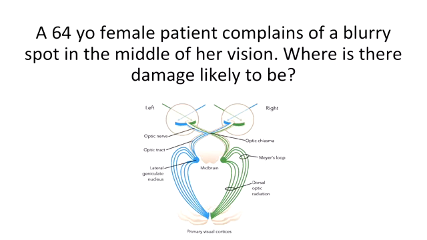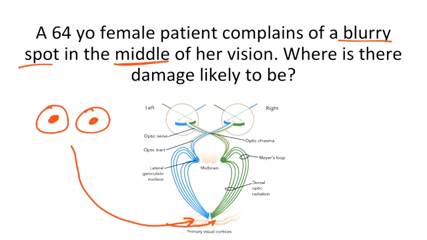So let's say there's a 64-year-old female patient who complains of a blurry spot in the middle of her vision. Where is her damage likely to be? So this patient is complaining of central loss of vision, which looks like that. So right there in the center, she cannot see. So this should instantly make you think of the macula. So central loss of vision should also make you think of the occipital cortex. So you could have damage back here if there was an MCA infarct, or we would have damage to the center part of the retina.